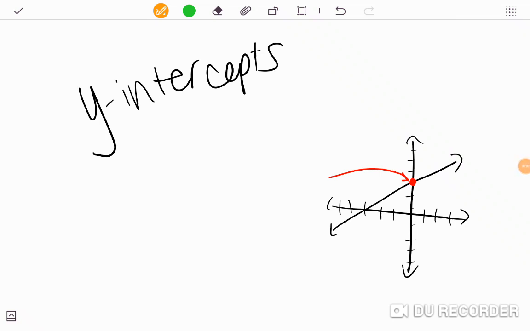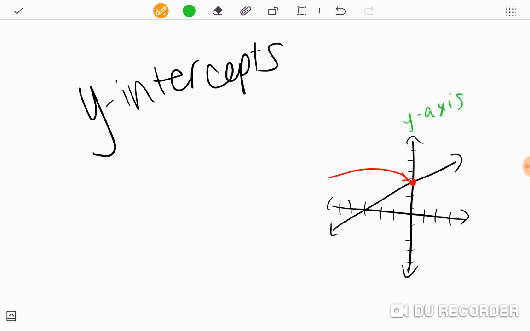Alright, so this is almost kind of like a second part to the X-Intercept video, because usually when you have to find X-Intercepts, you also have to find Y-Intercepts. So this is going to be the video on Y-Intercepts. Just to go over really briefly what a Y-Intercept is: a Y-Intercept is the point where your graph intersects the Y-axis.